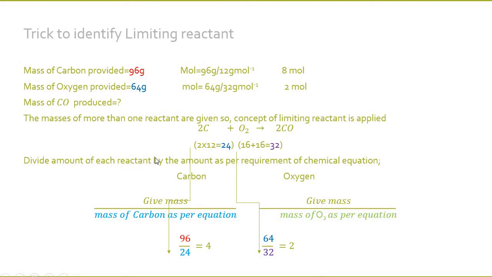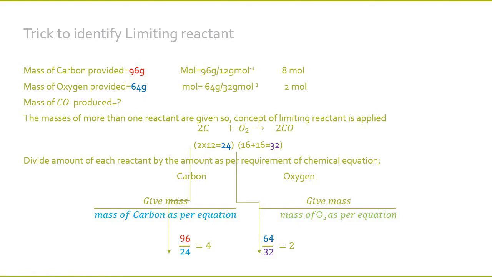Divide the given amount of reactants by the required masses as per equation. For carbon, the given mass is 96 gram and mass required as per equation is 24 gram. So the answer is 4. The mass of oxygen provided is 64 gram and mass required as per equation is 32 gram. So 64 divided by 32 is equal to 2. The answer of oxygen is less, so it is the limiting reactant.